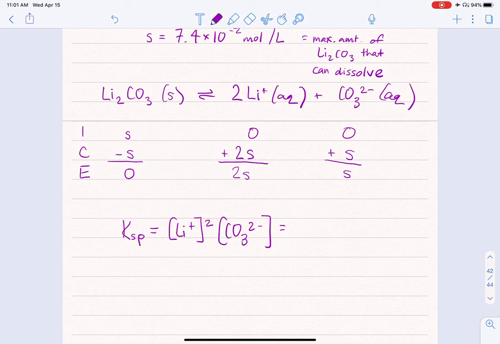So that is going to be 2s squared, because lithium concentration is 2s, and then I have to square it because I've got that exponent there. That's how I got that squared. And then carbonate is just plain old s.